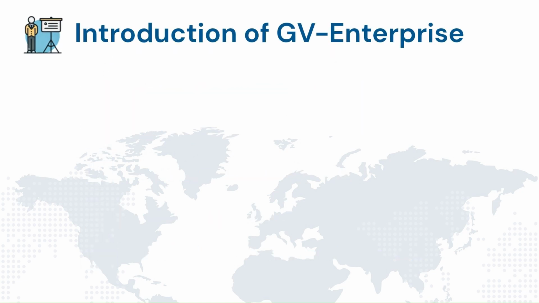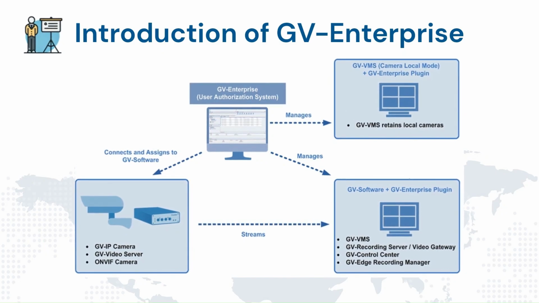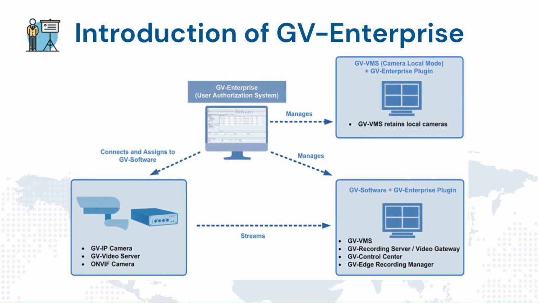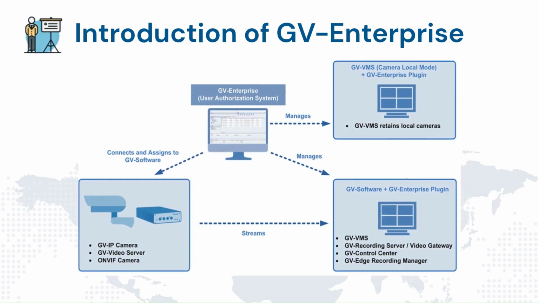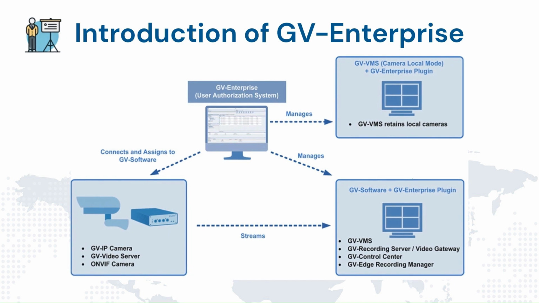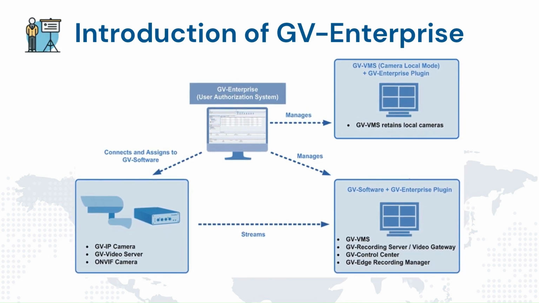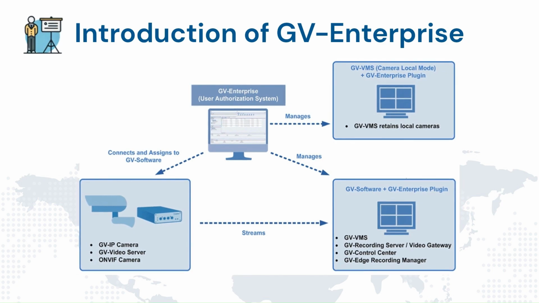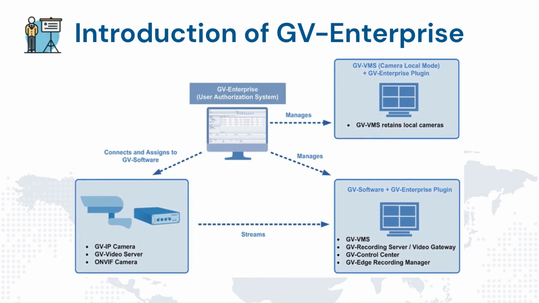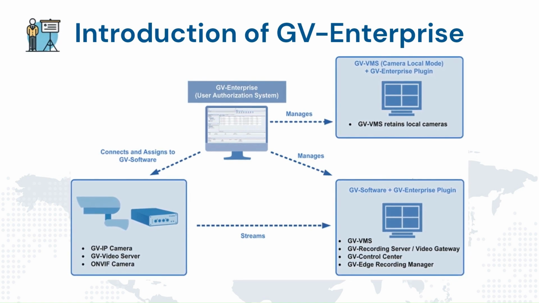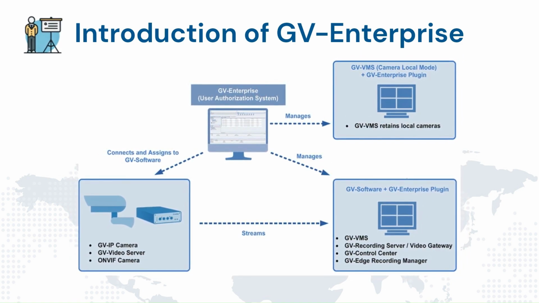GV Enterprise, a powerful user authorization system designed for centralized access management and enhanced security. GV Enterprise seamlessly integrates with GV-VMS, GV Recording Server, GV Control Center, and GV Edge Recording Manager, ensuring efficient and secure administration of surveillance systems. With GV Enterprise, administrator rights are automatically transferred from GV software, restricting local accounts from accessing critical settings.